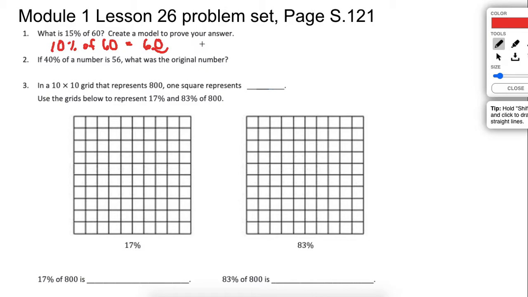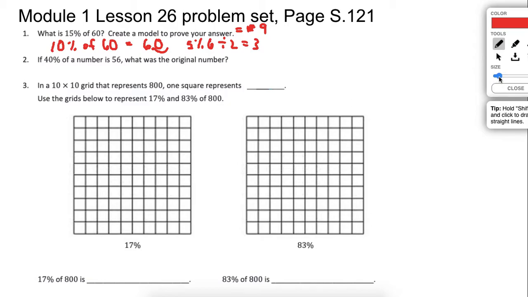And then if I know 10%, if I take that and divide it by 2, I will have 5%. So that would be 3. So this would be 5%. I end up with 10% plus 5%, which gives me 15%. So 6 plus 3, so 15% up here would equal 9, because I add those two together. It would equal 9: 6 from the 10% and the 3 from the 5%.